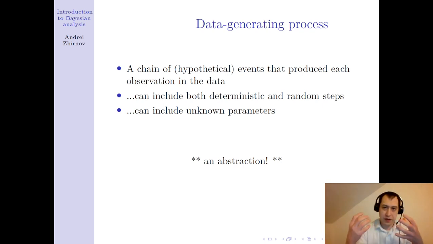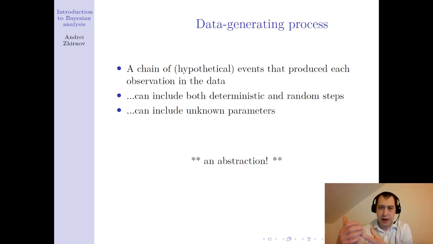Well, the data generating process is a model that describes how our data could have been generated. It is a chain of hypothetical events that led to each and every observation in our dataset being observed. This chain of events can include both deterministic steps and random steps. Deterministic steps are the steps that, for each combination of inputs, return a unique value for the output. Random steps are the steps that, for each combination of inputs, return a distribution of possible values of the output.